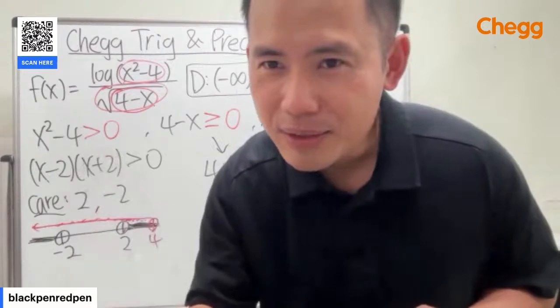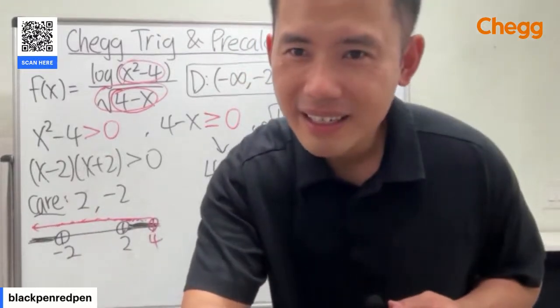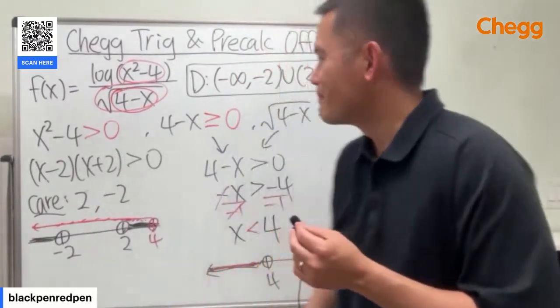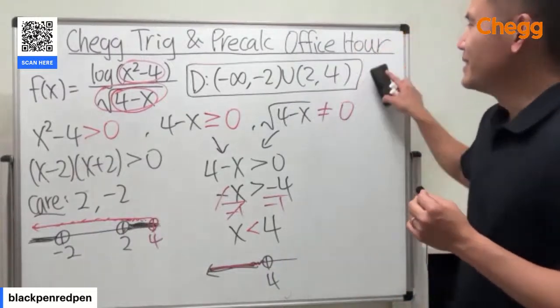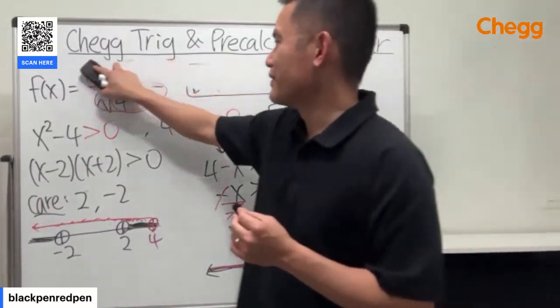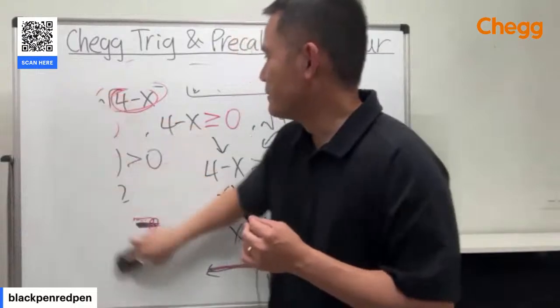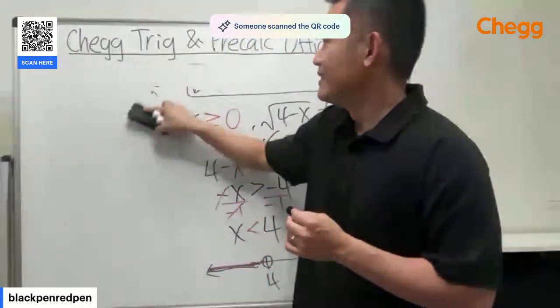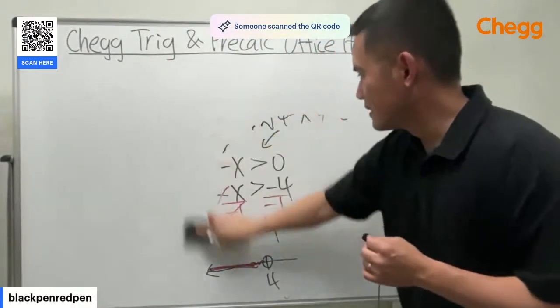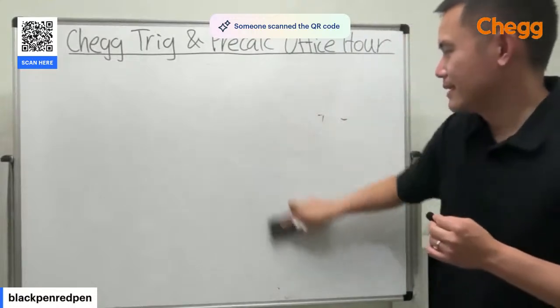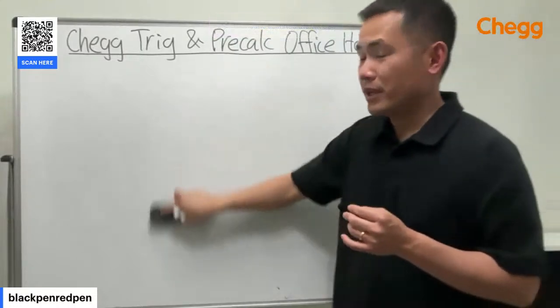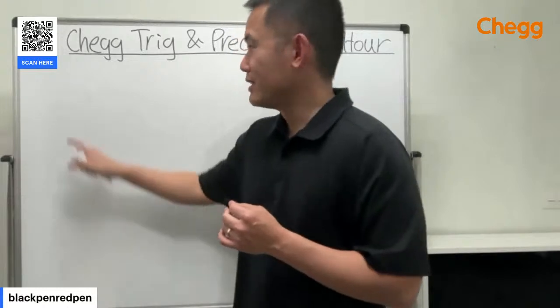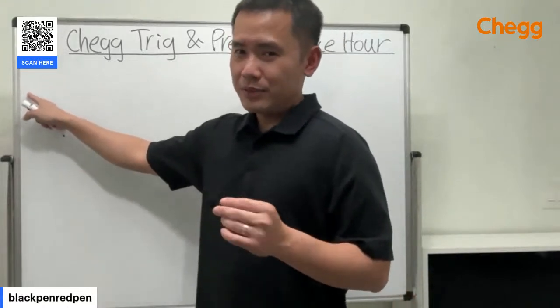Domain of e to the tangent of e to the x. That's actually quite challenging, I'll say. Let's have a look. Finding the domain is actually a lot of fun, I will tell you that.